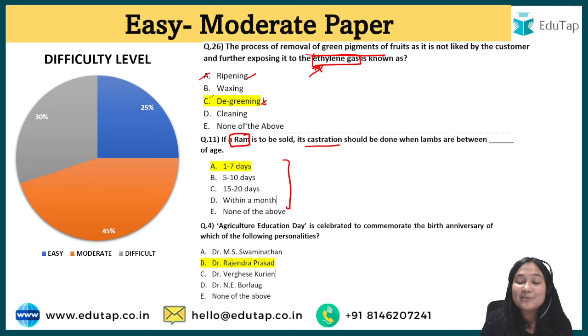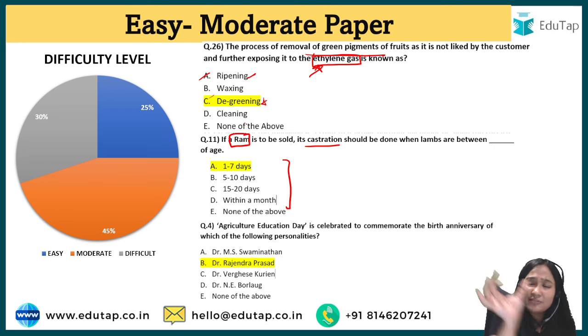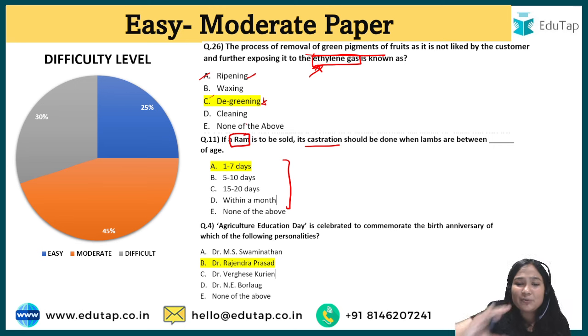So that is why it has been kept, क्योंकि एक specific पूछ रखा है. Even when you read the ऊपर से what these are, you need to know about RAM. So that is why it is in the difficult level. Then agriculture education day. You might know कि agriculture education day कब मनाते हैं, but किसके birthday पे मनाते हैं, that you need to know. किसकी बर्थ एनिवर्सरी पे मना रहे हैं, that you need to know.